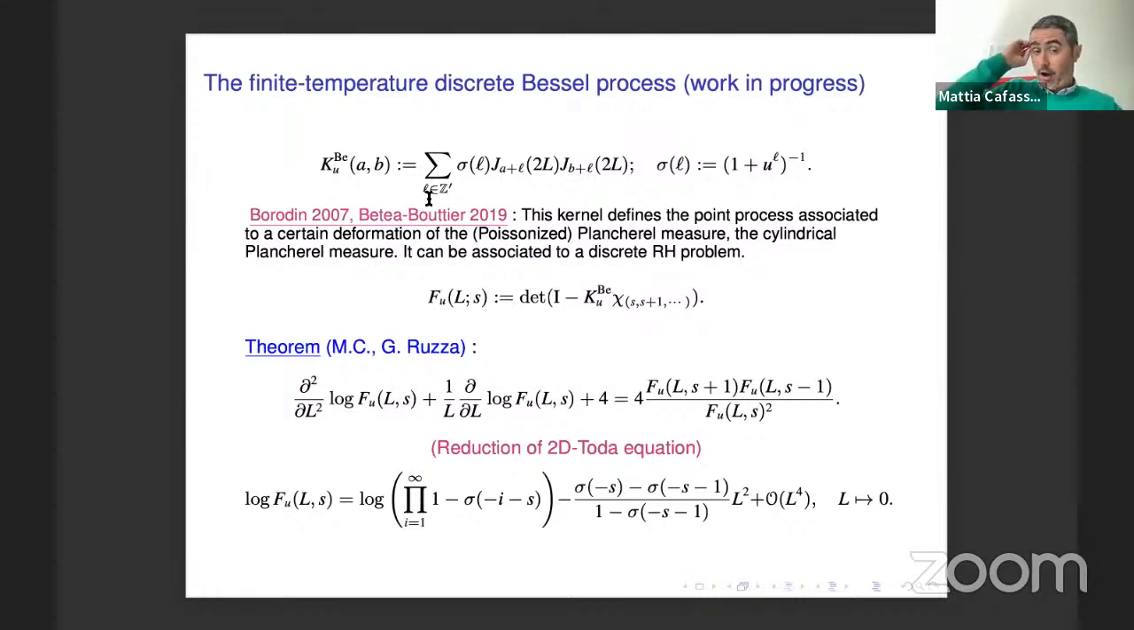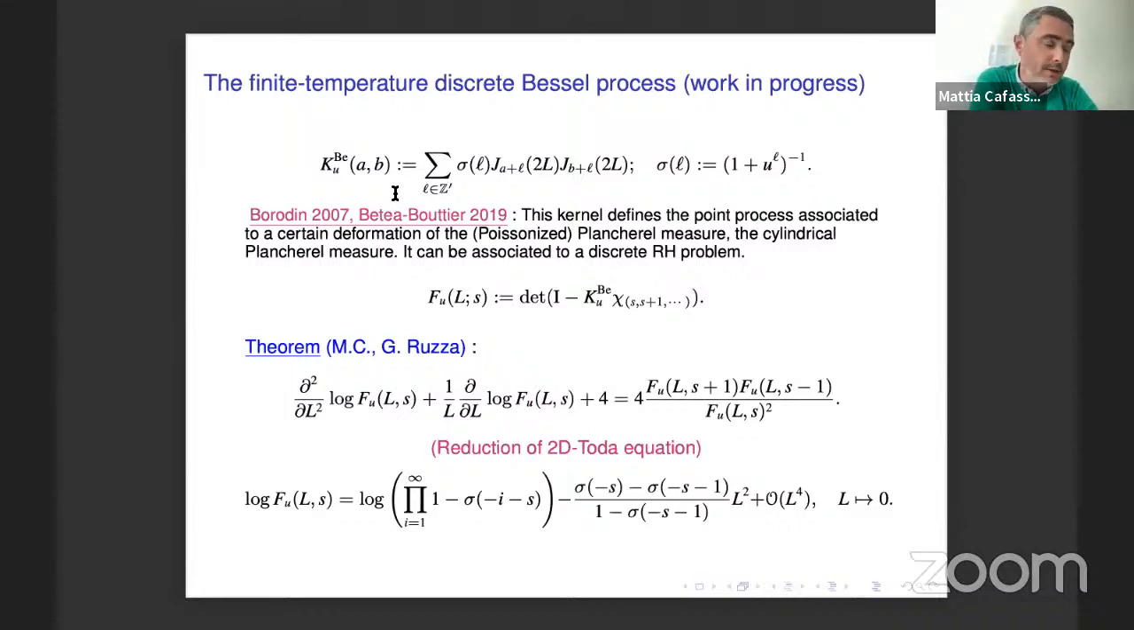And instead of using IV function, here you're using Bessel function of the first kind, okay? And the sum, you're taking the sum over the index of this Bessel function, okay? And of course, also here, A and B are half integers. So this discrete Bessel kernel is a kernel associated to an operator acting on small L2.